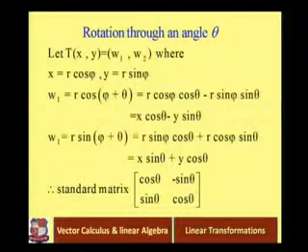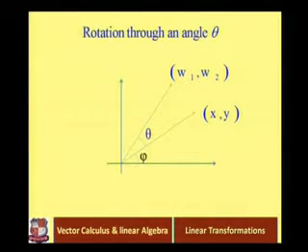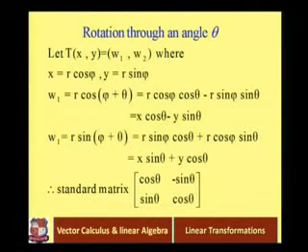Now this is our equation. T of (x, y) is equal to (w1, w2), where x is equal to r cos phi. Why is this phi? Because it is the angle of the vector (x, y); this vector makes an angle phi with the x axis. So we normally take x is equal to r cos phi and y is equal to r sin phi. And what is w1? w1 is equal to r times cos of (phi plus theta).